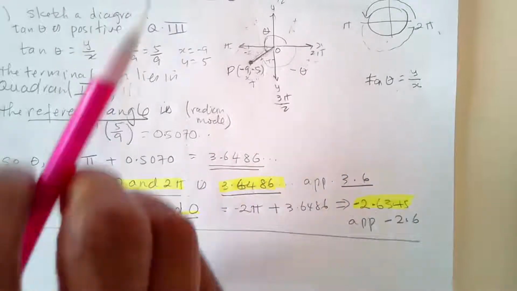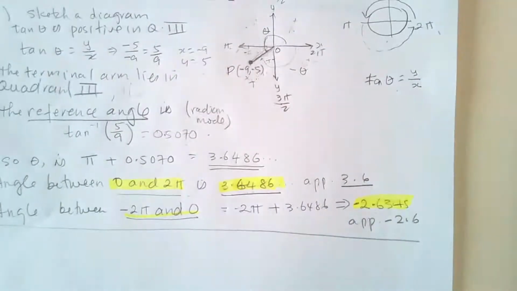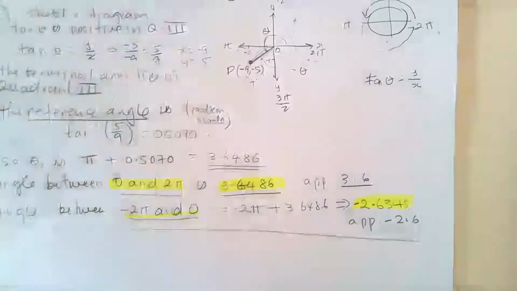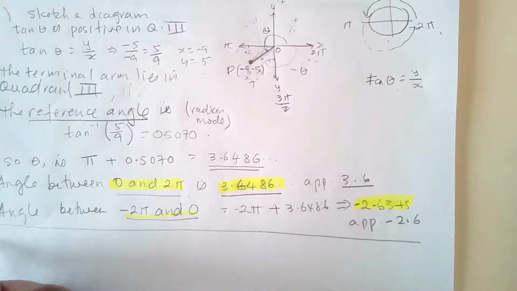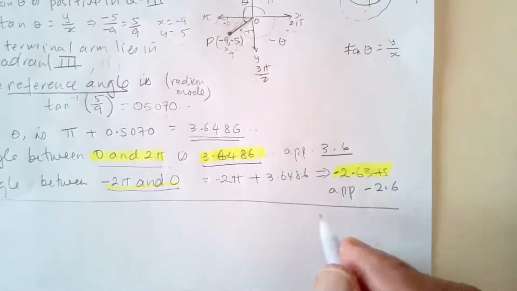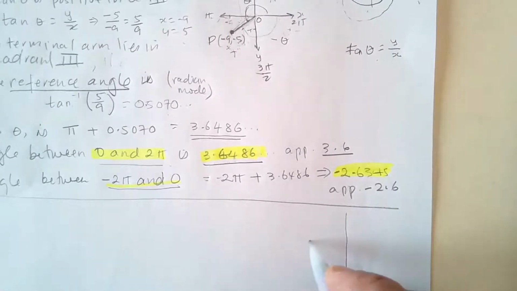Now part B: given secant theta is 2.5, to the nearest tenth of a radian, determine the value of theta in the domain negative 2 pi to 2 pi. So we'll do a sketch now. Let's look at B.